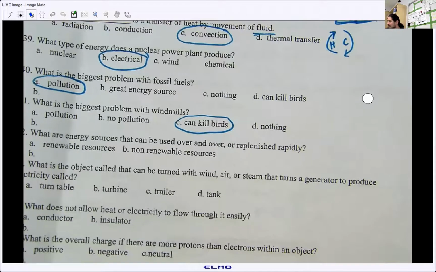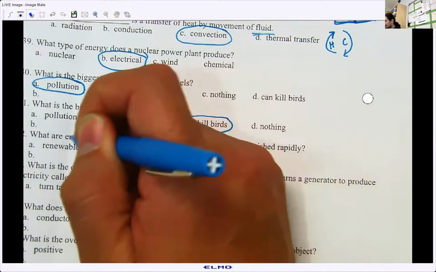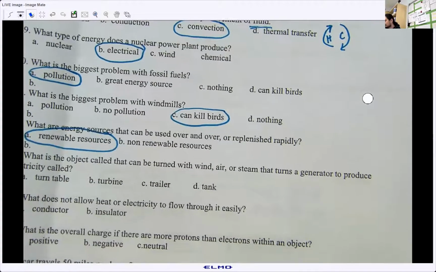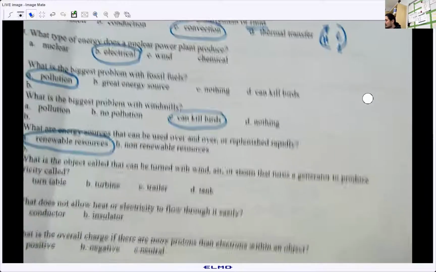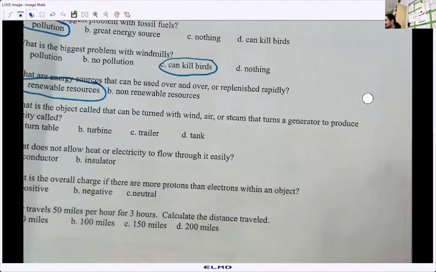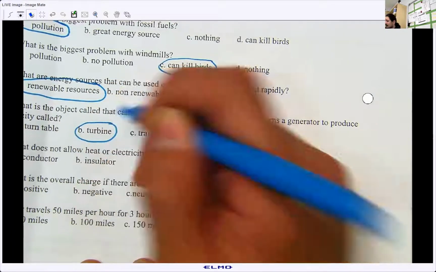What are energy sources that can be used over and over or replenished rapidly? Those are renewable resources. What is the object called that can turn with wind, air, or steam, and it turns a generator to produce electricity? That's called a turbine.